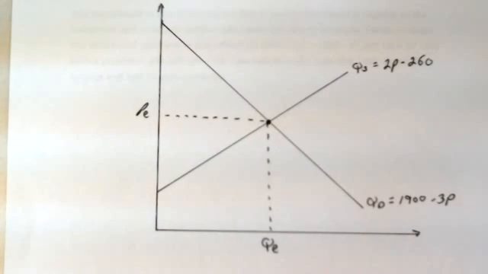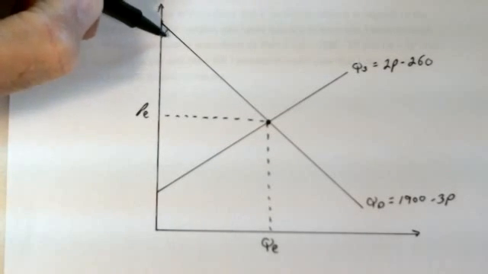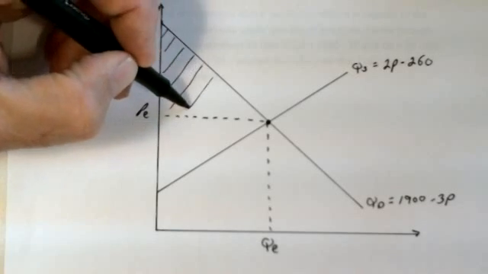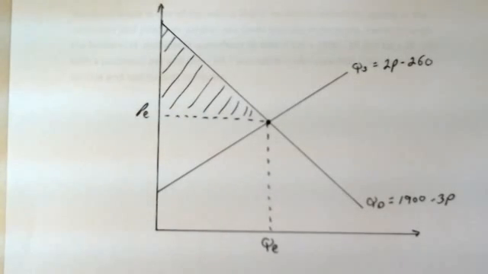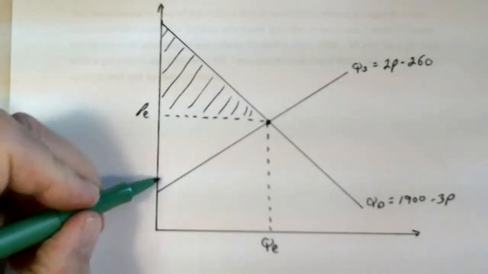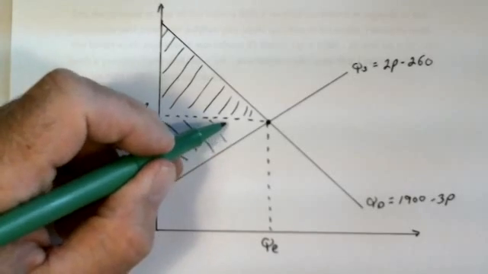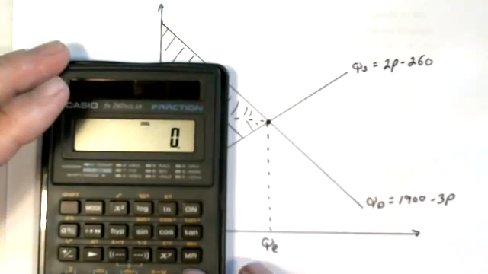So I've sketched out the demand curve, and of course the consumer surplus is the area of this triangle up here, and producer surplus is the area of this triangle over here. So let's first calculate those two things. To get all that, we need to get the equilibrium price and equilibrium output.